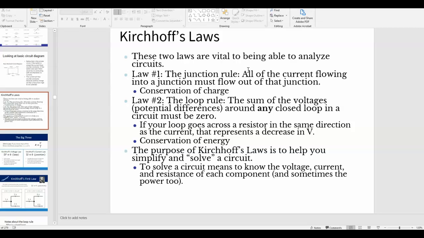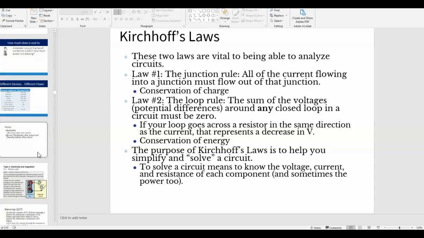We'll spend some time talking about that later, what that means conceptually. But basically, the loop rule is a conservation of energy statement. It's saying that in any given circuit, if you're going around the circuit, some places you go up in potential and some places you go down in potential. We saw that in the simple animation that we saw earlier. What the loop rule is saying is that if you go all the way around, everywhere you went up in potential, you had to go back down in potential by the same amount at some point.